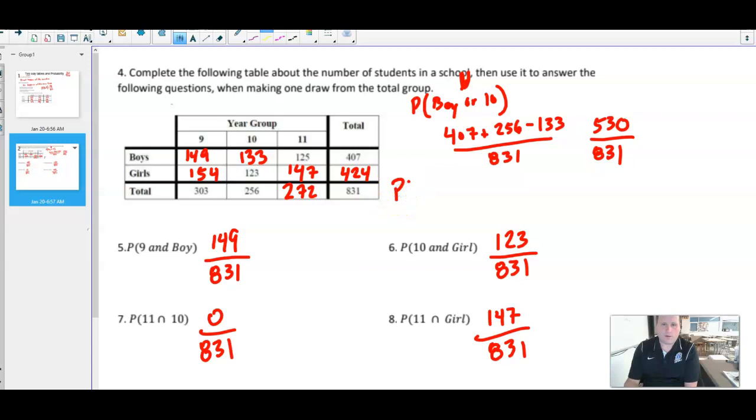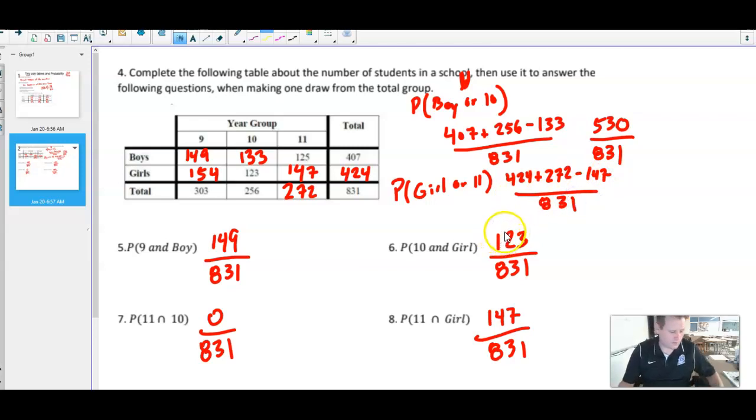If I did one more of those, like let's say the probability of selecting a girl or an 11th grader. So if that was the case, I'd find the total girls, so 424, and then I would add the total 11th graders, 272, and then I'd minus that overlap of 147 and then divide that by 831. So you have 424 plus 272 and then minus the 147, and that would give me 549 over 831, and that would be my or. Again, I could use the union mark instead of the or as well.